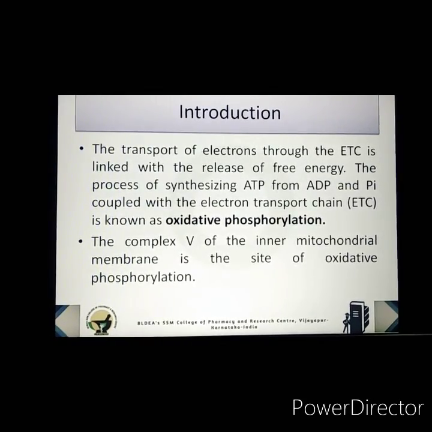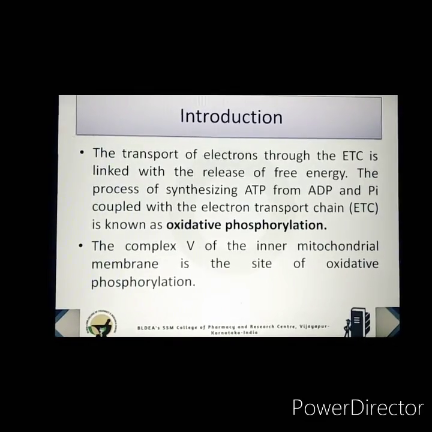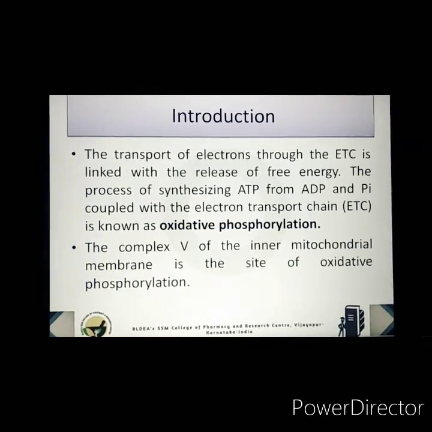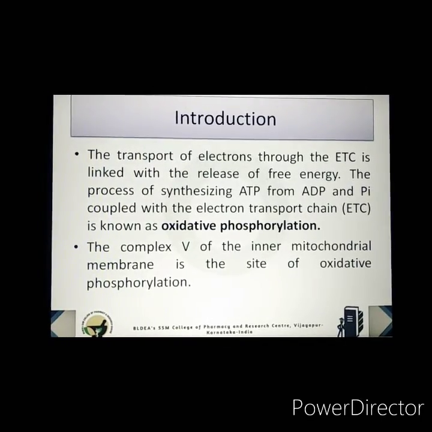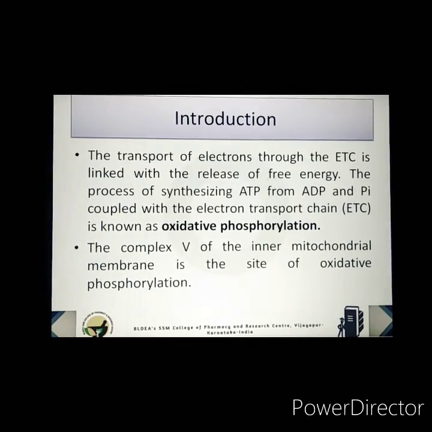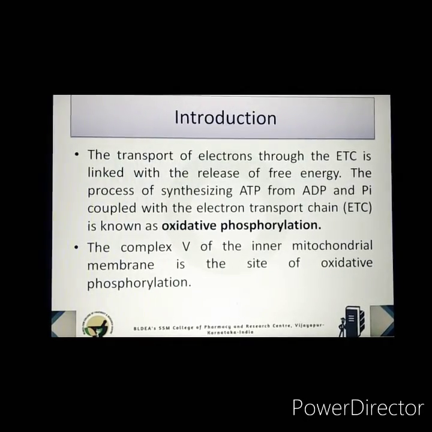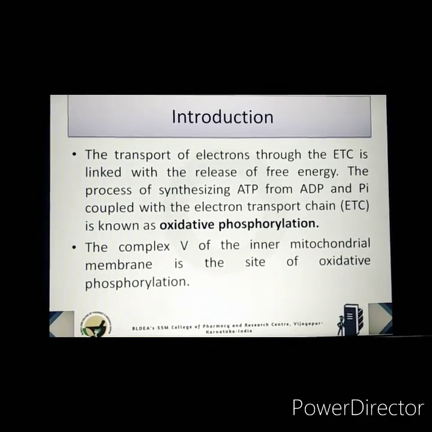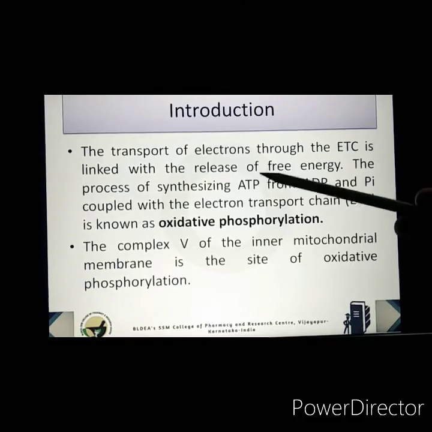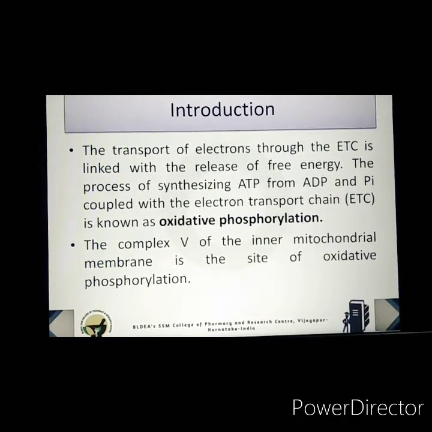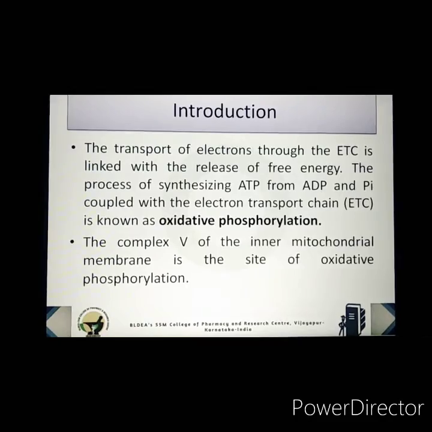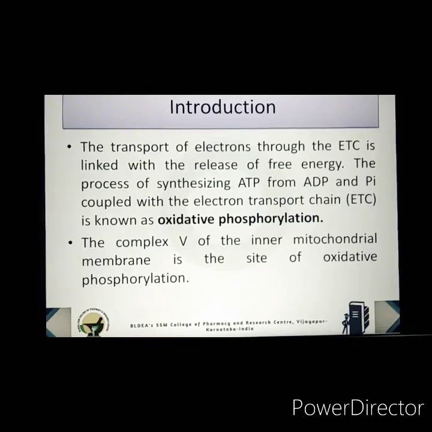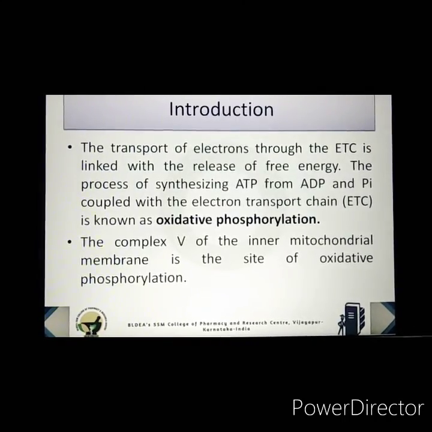This ATP synthase is the fifth complex of the electron transport chain. When protons travel through this ATP synthase, there is a change in the conformation of the enzyme, and energy is released during this conformational change. This energy is utilized for conversion of ADP and phosphate, resulting in the synthesis of ATP. So this is how exactly oxidative phosphorylation takes place. Complex 5 of the inner mitochondrial membrane is the site of oxidative phosphorylation.